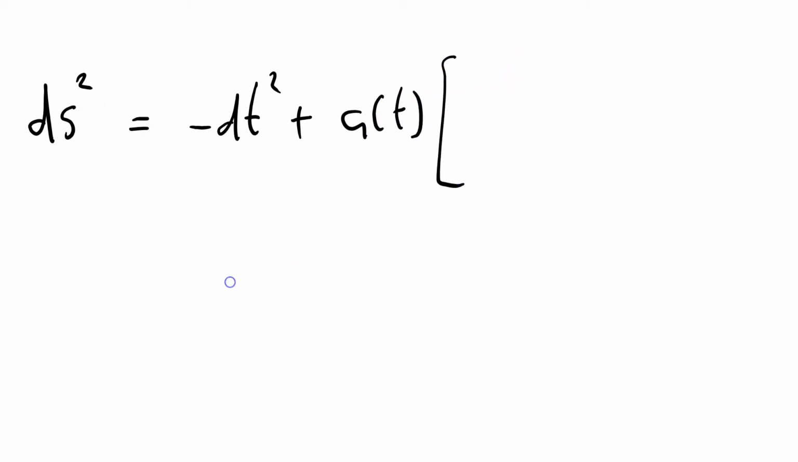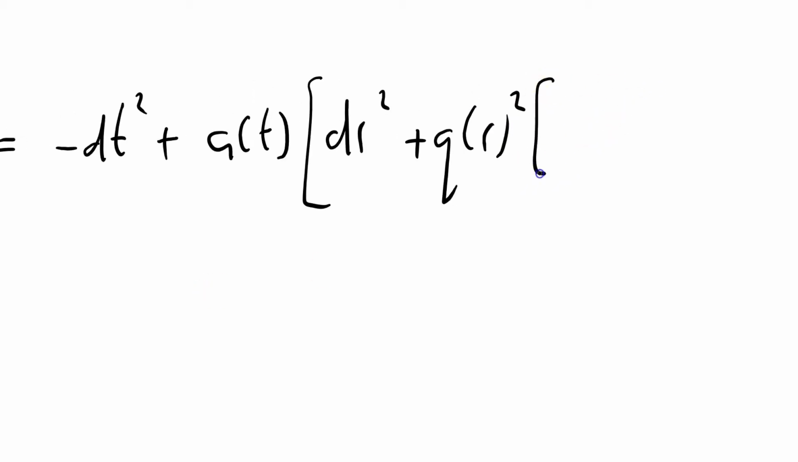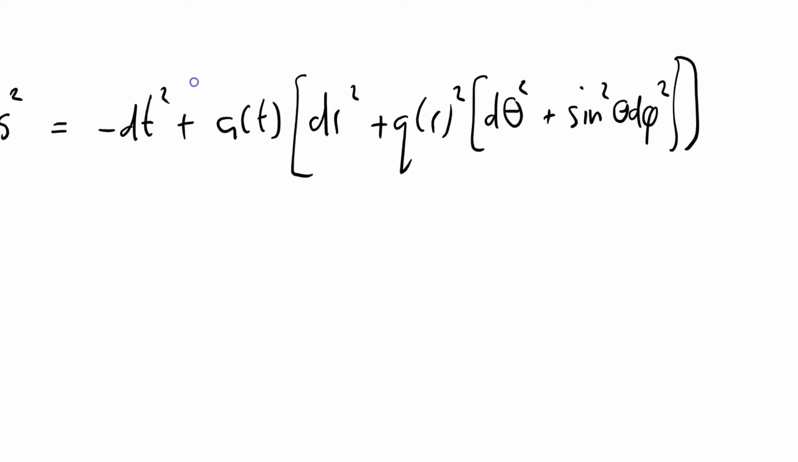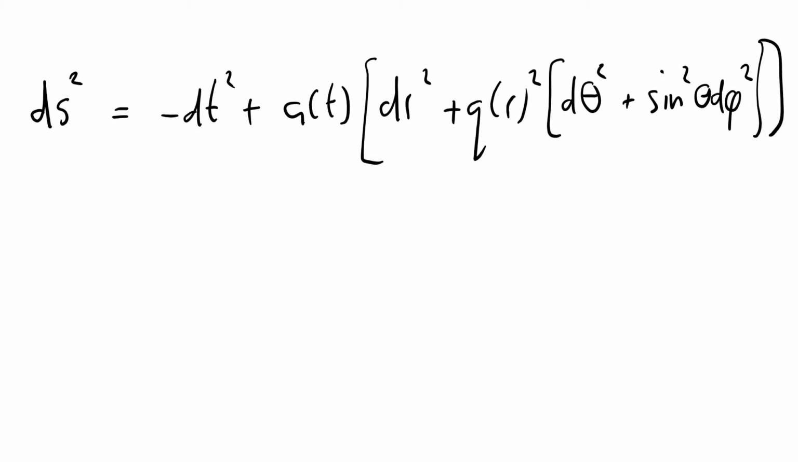I'm going to go back to my line element: the line interval squared, plus a of t times the r squared for the radial terms plus q of r squared times the angular terms. And what did we have? We had d theta squared plus sine squared theta d phi squared. There we go, and I'll close those brackets. And we've got this nice expression for our trial element here.